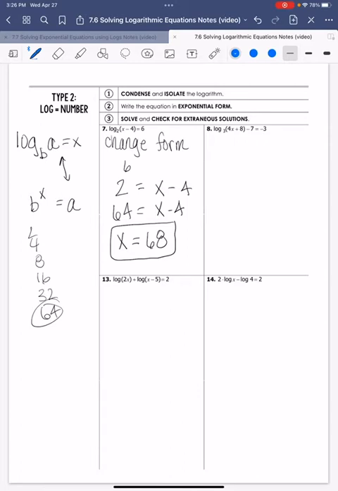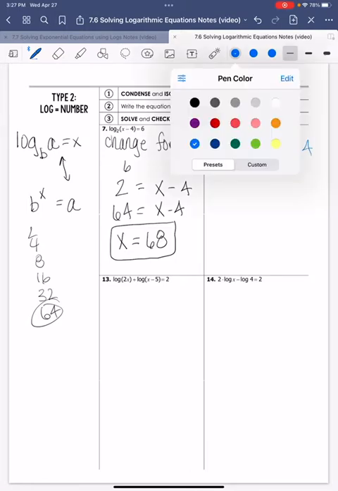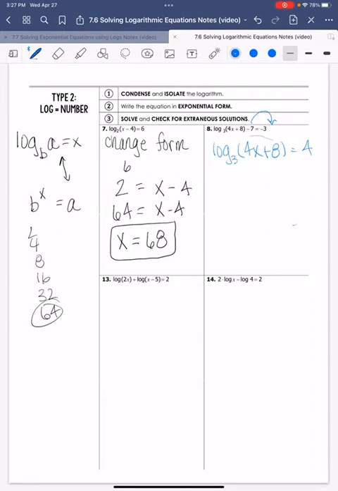Okay. We have to isolate the log. So first thing I'm going to do is add 7 to both sides. Okay, so I've isolated the log. There's no log on the right. It does not say the log of 4 or anything else. There's no log on the right.